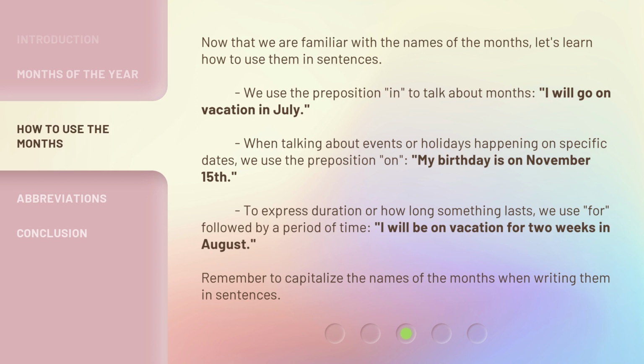When talking about events or holidays happening on specific dates, we use the preposition on. My birthday is on November 15th. To express duration or how long something lasts, we use for, followed by a period of time. I will be on vacation for 2 weeks in August. Remember to capitalize the names of the months when writing them in sentences.